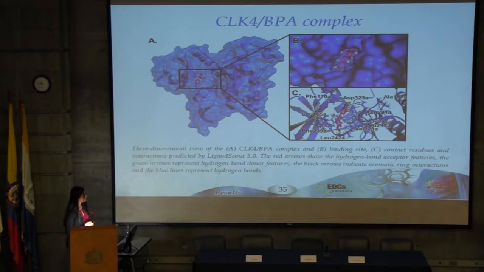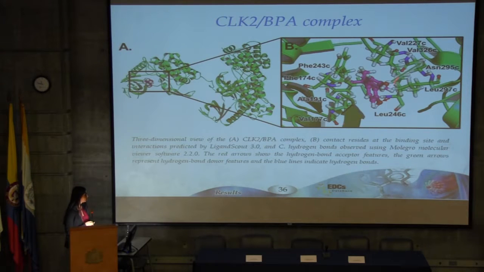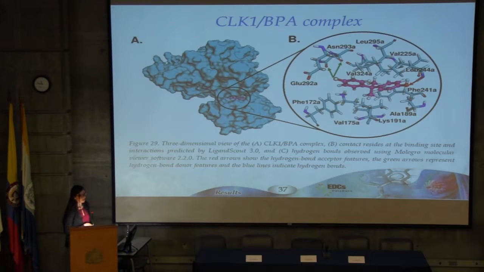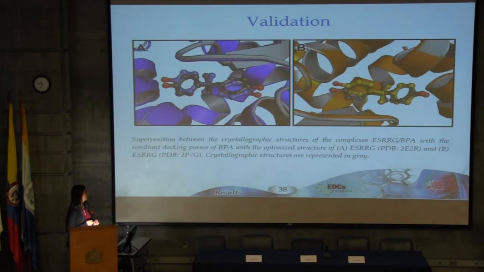Here we can see some of the interactions predicted. We can see that most of the interactions were hydrophobic with the presence of some few hydrogen bonds. As well, the affinity scores were high and were comparable to the ones determined by crystallographic structures. And the bisphenol A is placed in deep pockets, which suggests a conformational change of the protein and could explain the high affinity of those compounds.